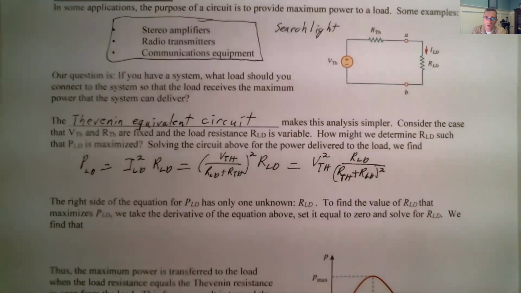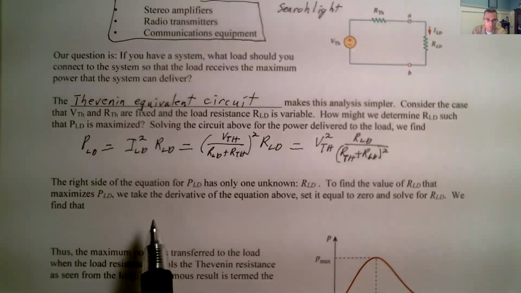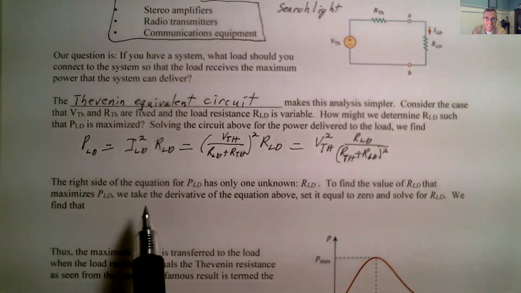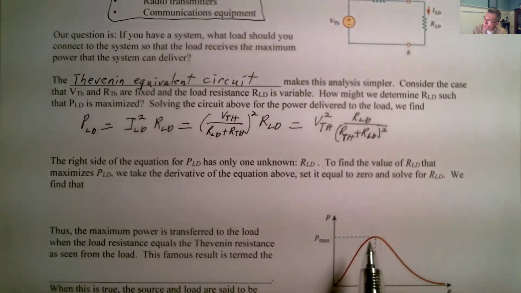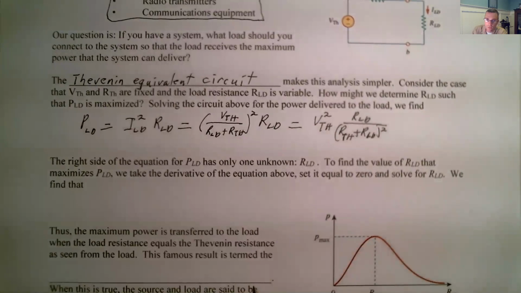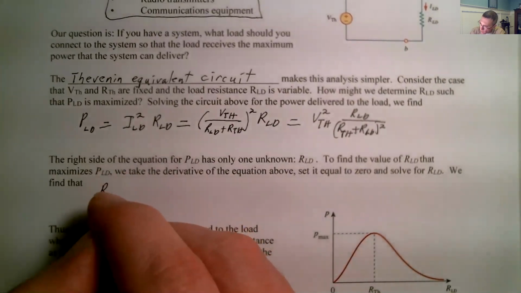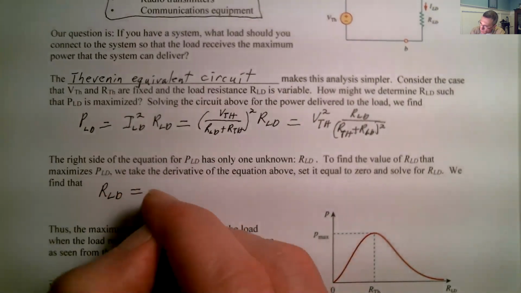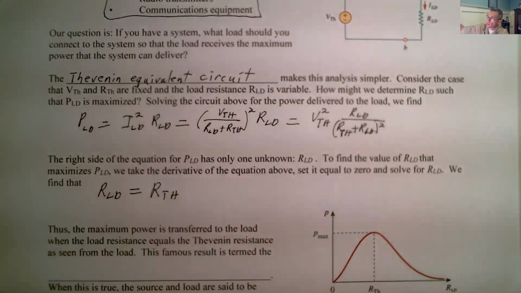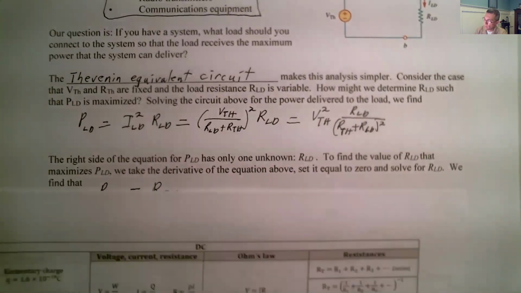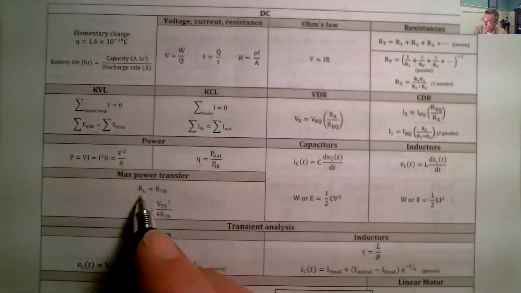So to find the value of R load that maximizes P load, we do some calculus, but I'm not going to go through it with you. Basically, you take the derivative of the equation above, set it equal to 0, and solve for R load. When you do that, you'll find that the R load we need is equal to RTH. Now, where do we need to remember that? Actually, we don't need to remember that. The fun thing is, on our equation sheet, it's right here.